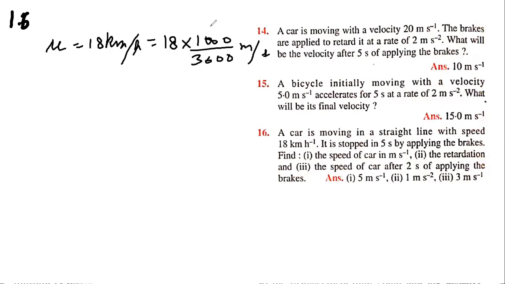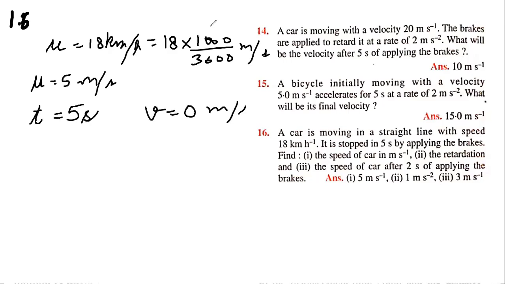So if you solve it, you have to show the calculation, all the cancellations. You'll get your initial velocity as 5 meters per second. Now it is stopped in 5 seconds by applying the brake. So that means you have applied brakes and after 5 seconds, the final velocity of the object is 0. So now the first part, find the speed of the car in meters per second, is done.